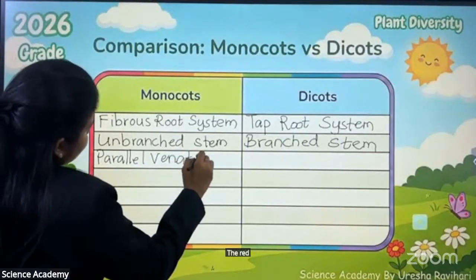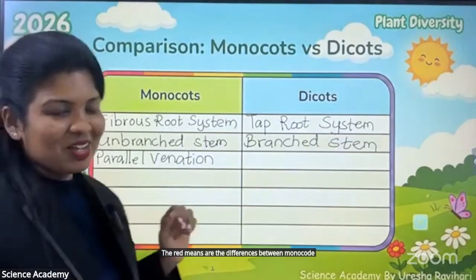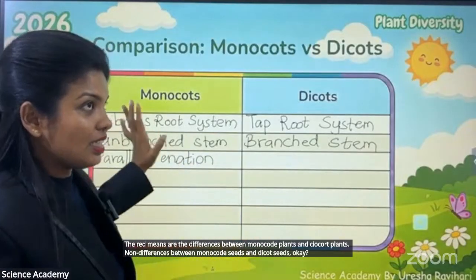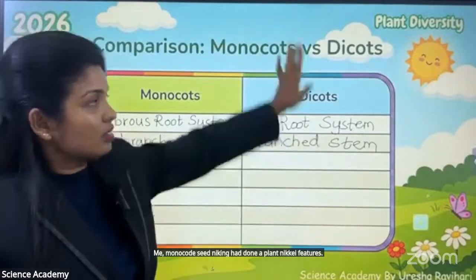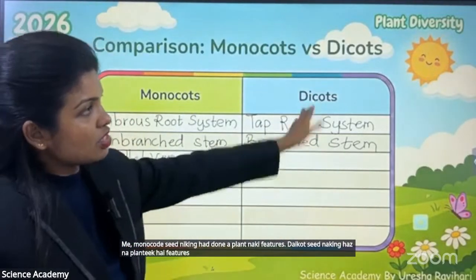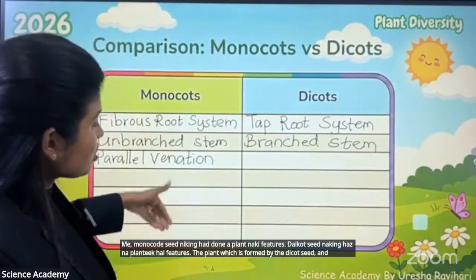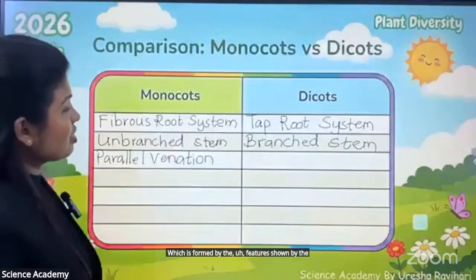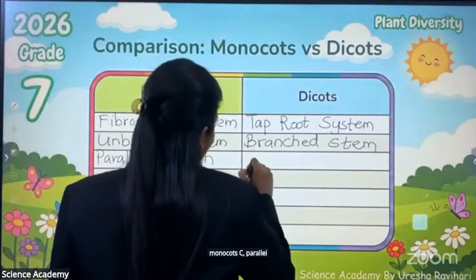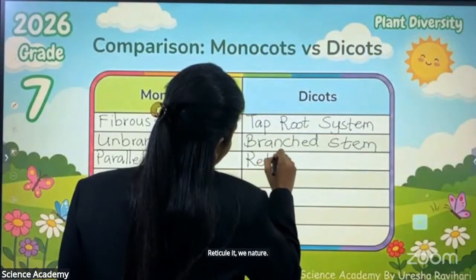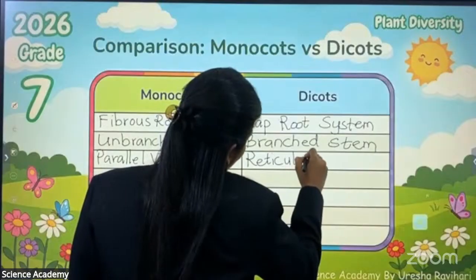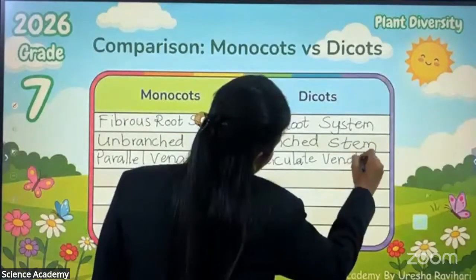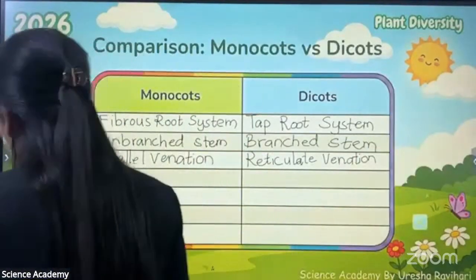Children, these are the differences between monocot plants and dicot plants, not differences between monocot seeds and dicot seeds. These are the features of the plant formed by the monocot seed and the features shown by the plant formed by the dicot seed: parallel venation and reticulate venation. Right? Okay.